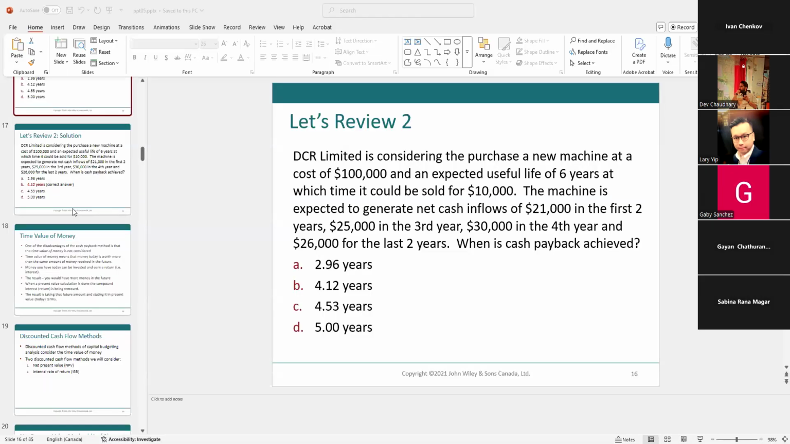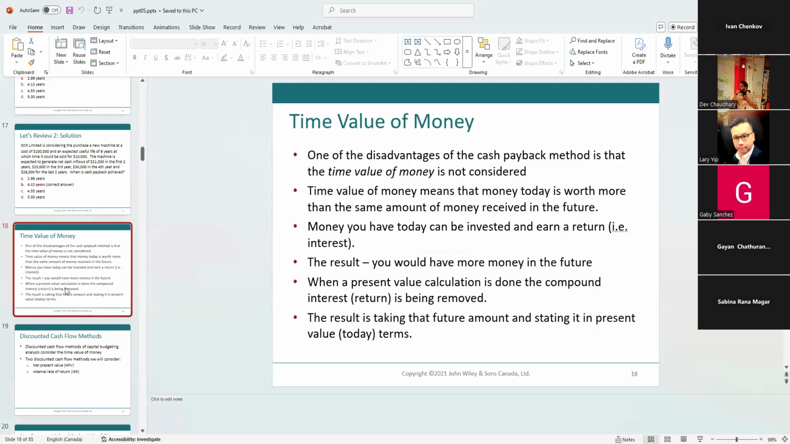So that's how this question is done. Let's go back to the slides. Now, at this point, we're going to start considering time value of the money. And for the time value of the money, we need to understand that the dollar today is worth more than dollar tomorrow.